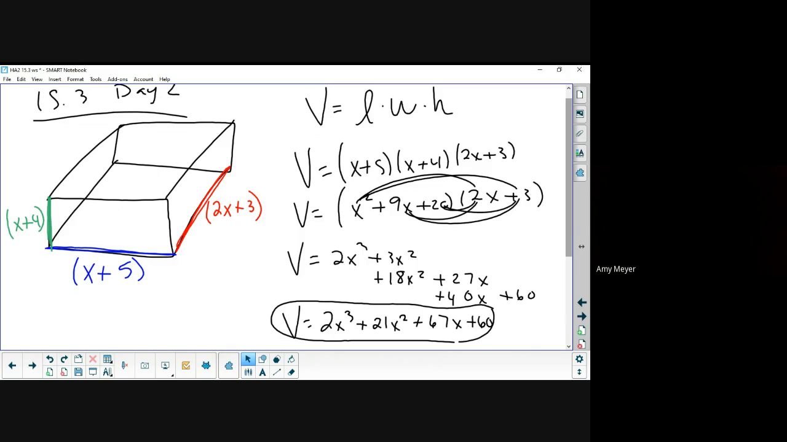Take your time. There's 3 things being multiplied: length, width, and height. Those are polynomials. You can do them in any order. I like to multiply the 2 that just say x to the first. Well, I guess they all say x to the first. The x plus 5 times the x plus 4 is easier for me to multiply first. Then once I get that answer, then I multiply it by the third term, the 2x plus 3.